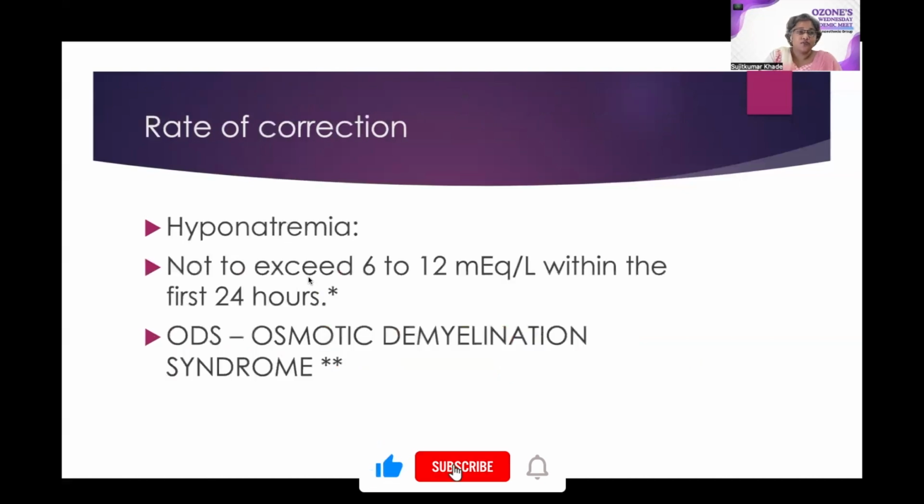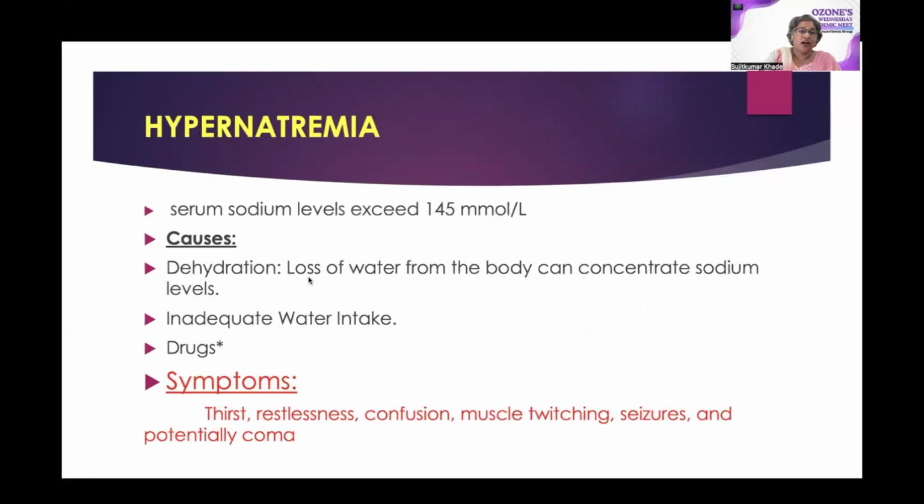Rate of correction also matters. Rather, it is the most important part of correction. It should not exceed 6 to 12 milliequivalents per liter within the first 24 hours. But in severe cases, more rapid correction may be necessary, but it should be approached cautiously to avoid complications like cerebral osmotic demyelination syndrome. This demyelination syndrome can be present in patients with chronic alcoholism and malnutrition. So in those patients, even slower correction of sodium is required.